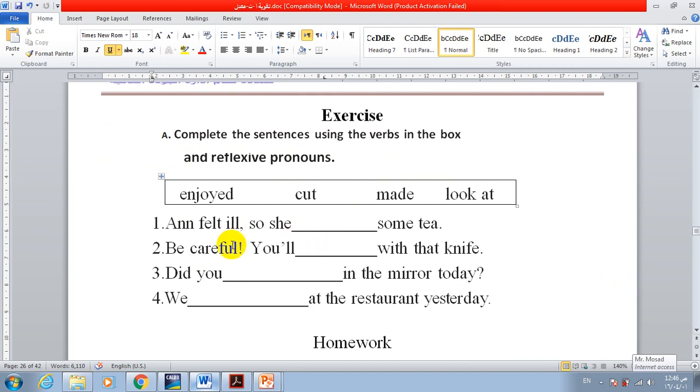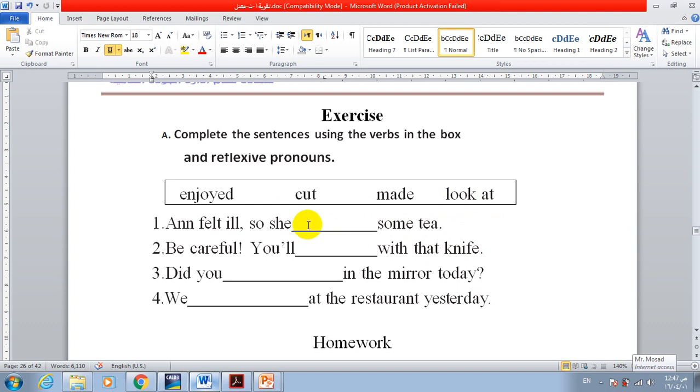As you see in the box, there are some verbs. He wants you to use them and the reflexive pronouns after them. Like you see, enjoyed, cut, made, look at. Number 1. Anne felt ill, so she blank some tea. She enjoyed some tea, cut some tea, made some tea, look at some tea. What is the right word for this sentence? And put after it the right reflexive pronoun.